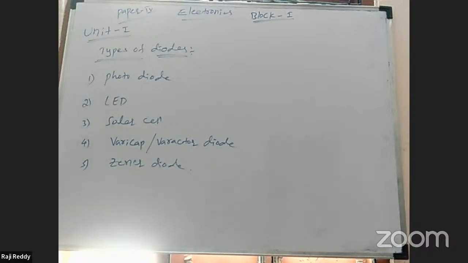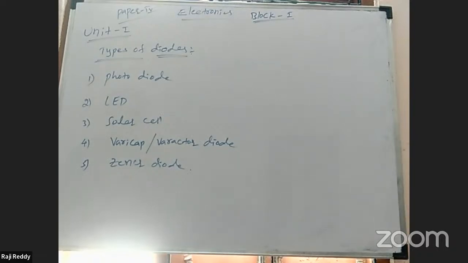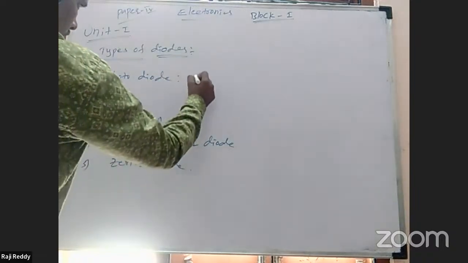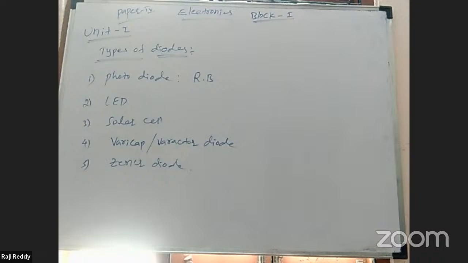Simply you can say the photodiode is an application of the PN junction diode. A photodiode essentially works in reverse bias. Application of PN junction diode, one point: it works in the reverse bias.